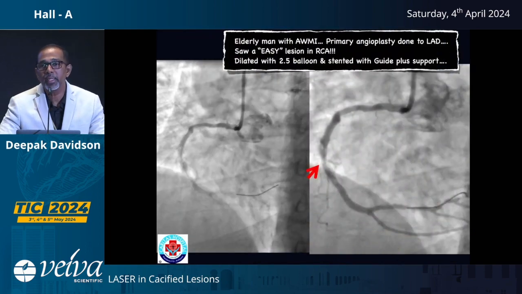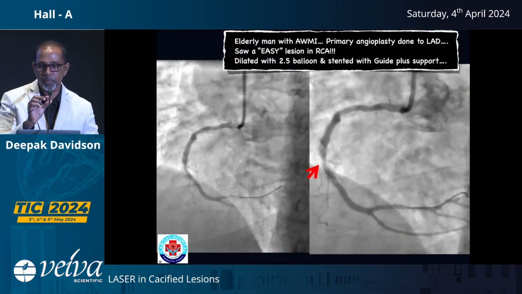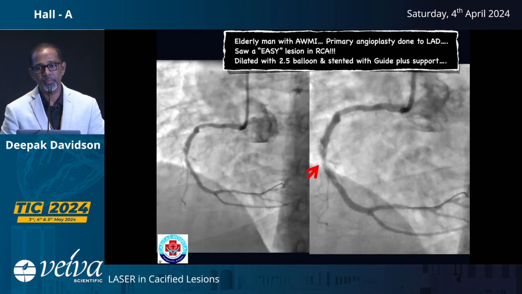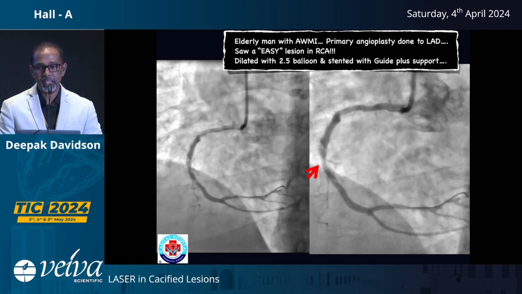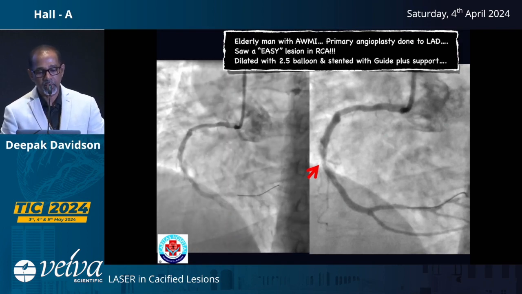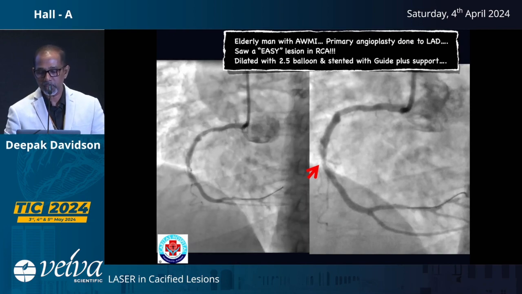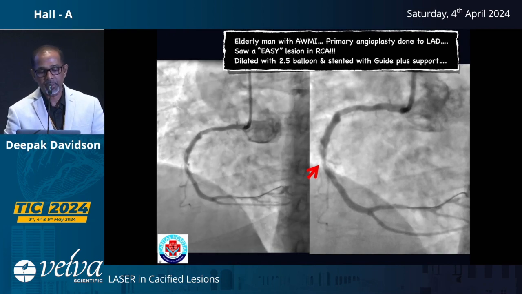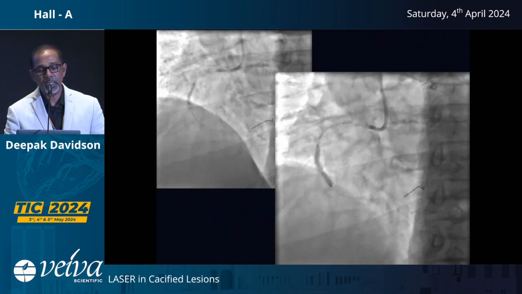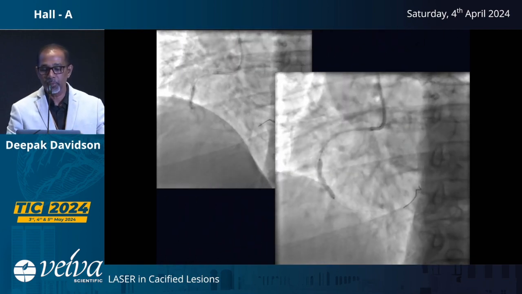This is another patient who had an anterior wall myocardial infarction, an 83-year-old man. He underwent stenting to the LAD. We saw that there was a lesion in the right. We thought that we'll manage that non-culprit lesion also at that point of time. So we tried to manage that. We went ahead with a guide extension catheter, dilated it, and then stented it. That's the stenting being done. Balloon dilatation was done with a 2.5 millimeter balloon.